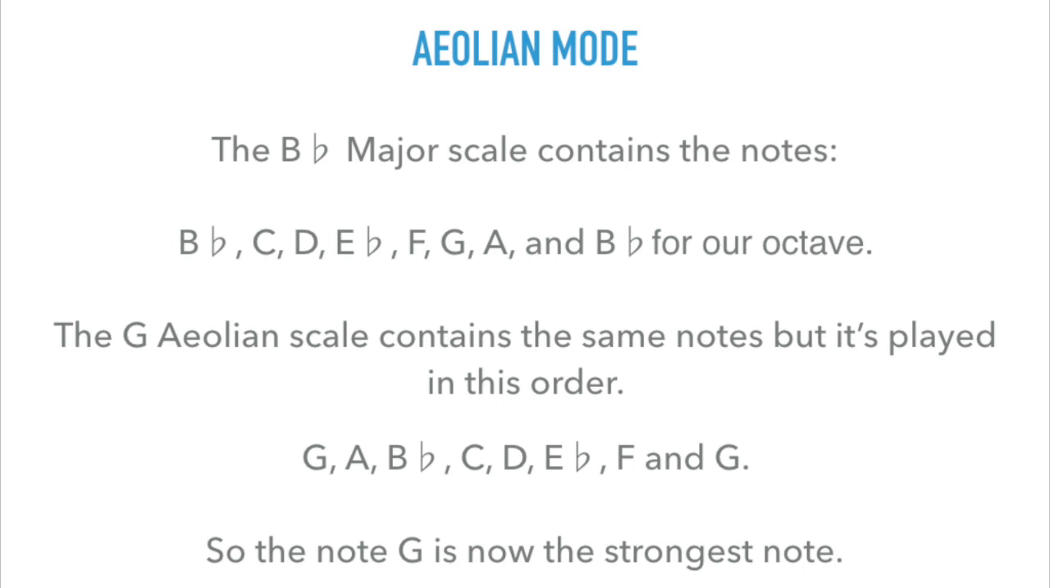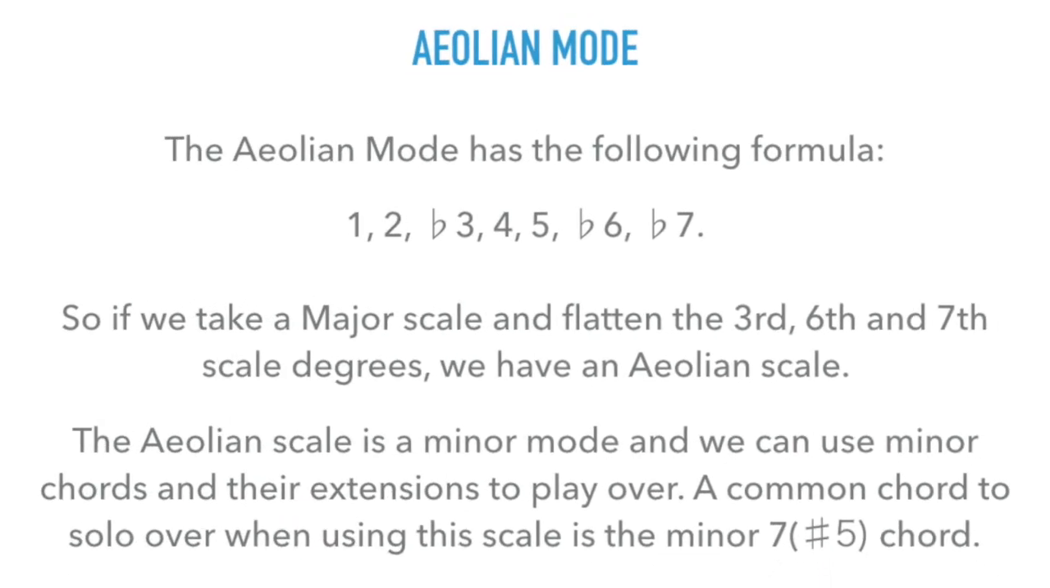The G Aeolian scale contains the same notes, but it's played in this order: G, A, B-flat, C, D, E-flat, F, and G. So the note G is now the strongest note. The Aeolian mode has the following formula: 1, 2, flat 3, 4, 5, flat 6, and flat 7.